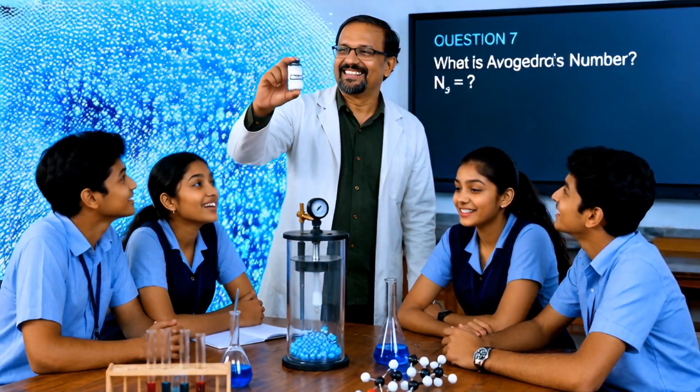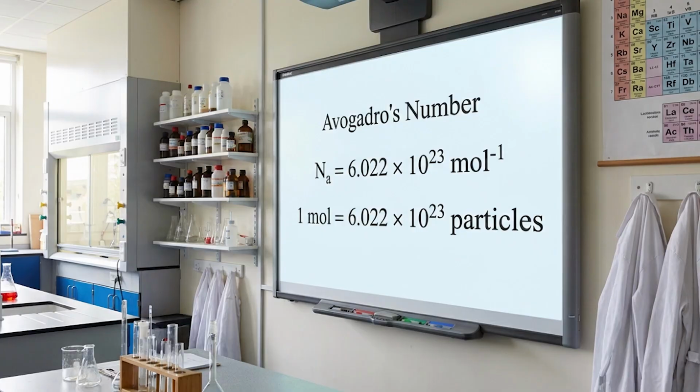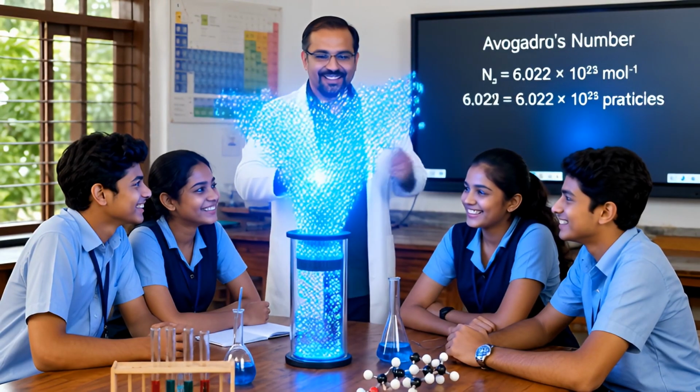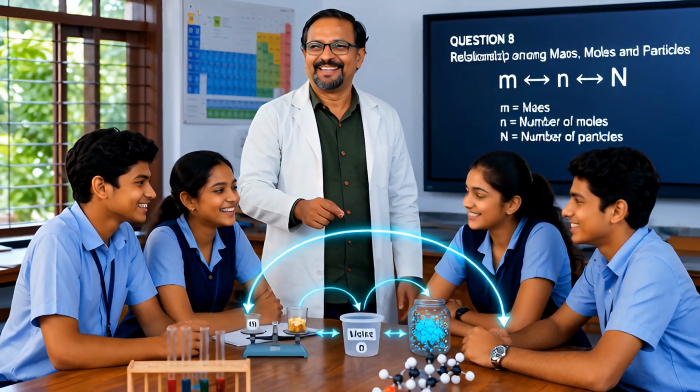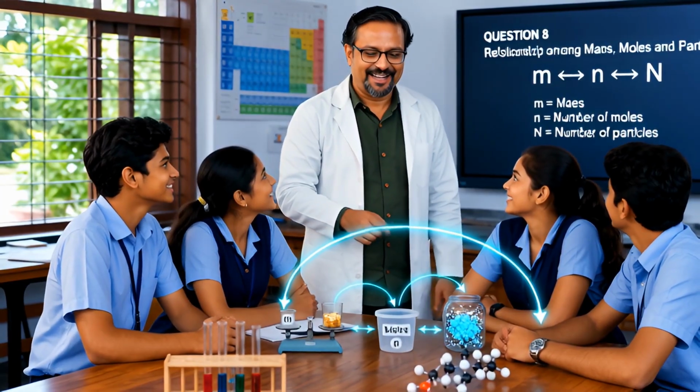What is its value? Answer: Avogadro number is the number of particles present in 1 mole of a substance. Its value is 6.022 multiplied by 10 to the power of 23. That means 1 mole of a substance contains 6.022 multiplied by 10 to the power of 23 particles. Eighth and final question: what is the relationship between mass, moles, and the number of particles?